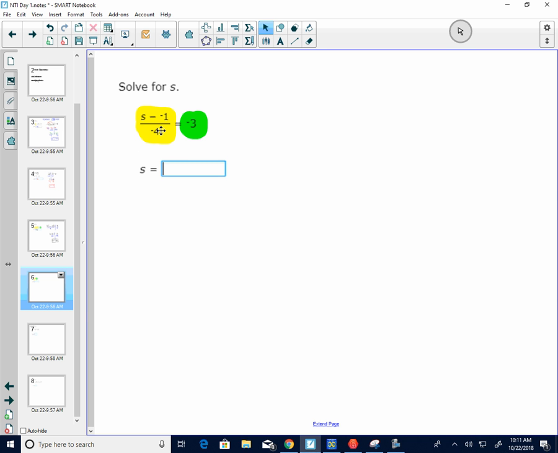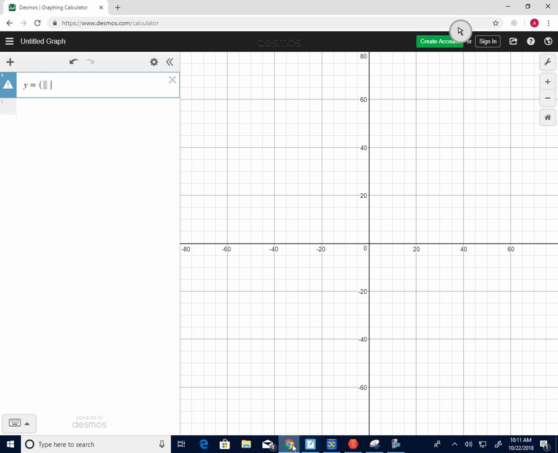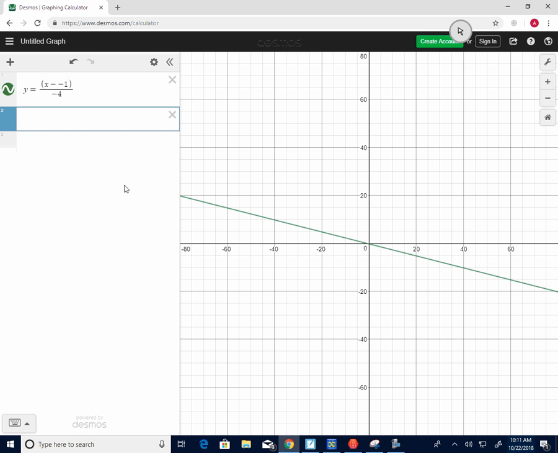fraction. On a graphing calculator, the TI-84, you would use alpha y equals to create the fraction. I'm going to have to use parentheses, so it's going to be parentheses s minus negative 1 parentheses divided by negative 4. And remember, we're going to change the s to an x, so it's x minus a negative 1, close parentheses, and it was all divided by negative 4. In our window on our calculator, we can see our line. Then we have negative 3, so we need to type in y equals negative 3.